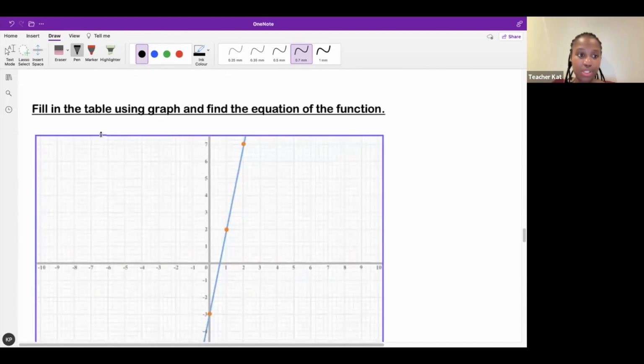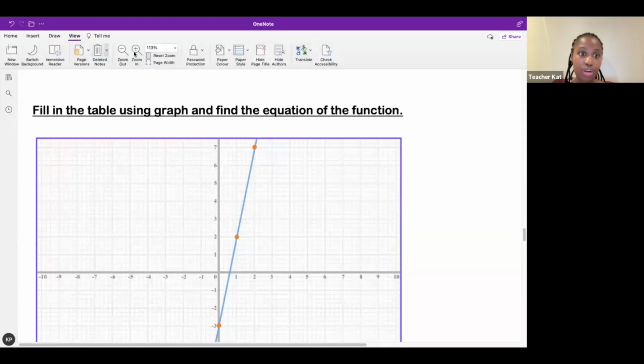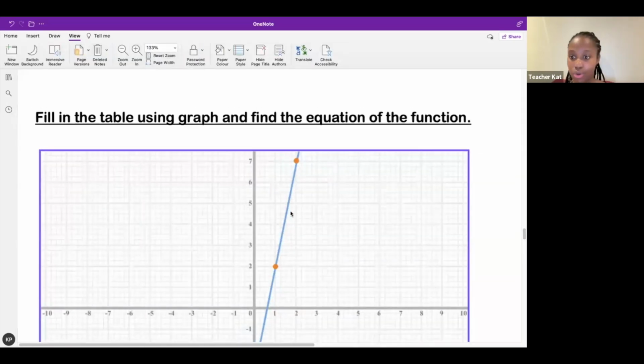Nope, we're not going to do those ones. Let us do this one. It says fill in the table and then find the equation. Okay, so if we're going to fill in the table, we need to see what's going on.